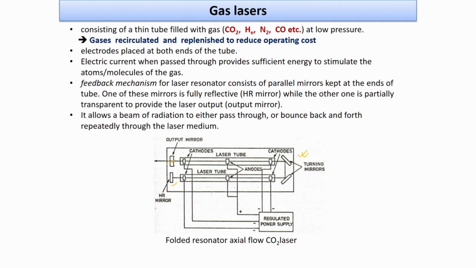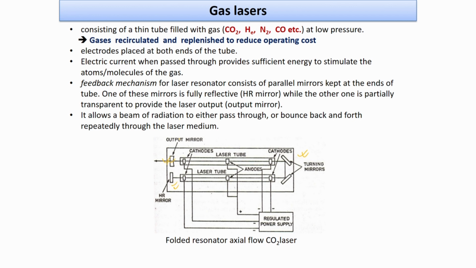The laser resonator consists of parallel mirrors kept at the ends of the tube. One of these mirrors is a fully reflective, highly reflective mirror, while the other one is partially transparent to provide the laser output. So this is a partially transparent mirror.